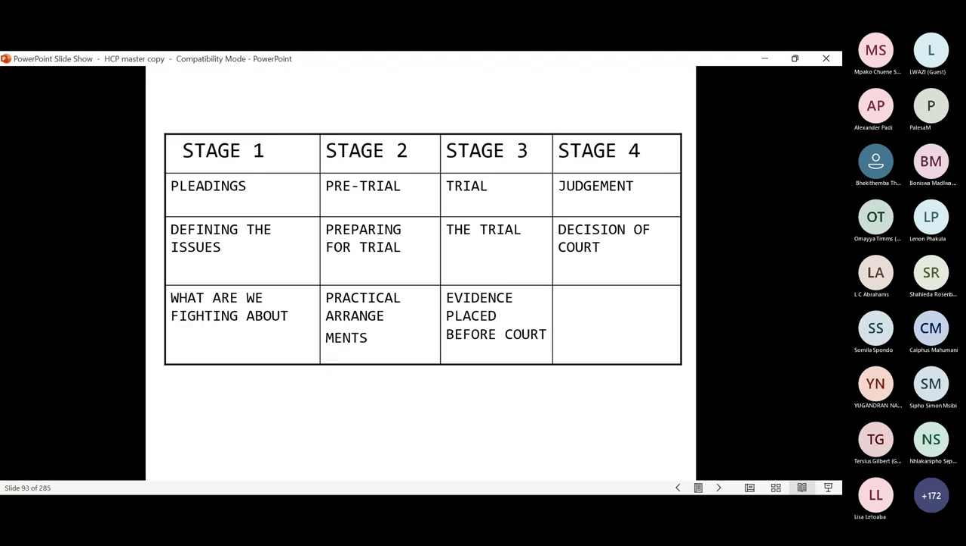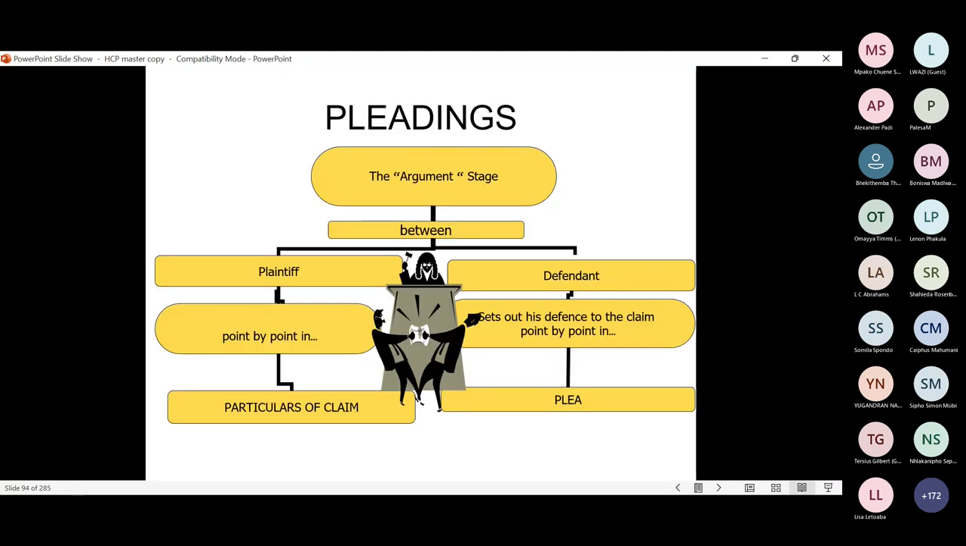Right, so we're now doing the action procedure, right? So at the pleading stage, that is what we call the argument stage. It's between two parties. Remember, in actions, they are called plaintiff and defendant. Now, the plaintiff will point by point in his particulars of claim set out the facts, what it is that he's fighting about. And the defendant will set out his defense to the claim point by point in the plea. Okay, particulars of claim, plea, replication, those are all called pleadings. Remember, the plea is a pleading, but not all pleadings are plea.